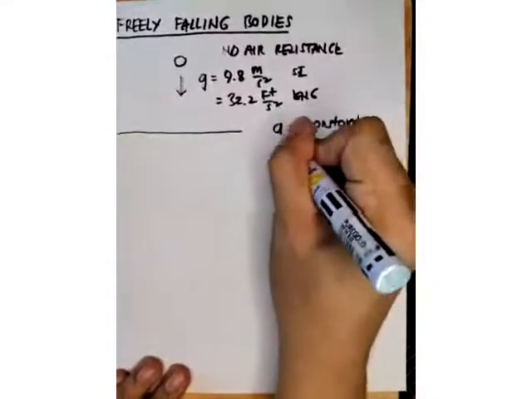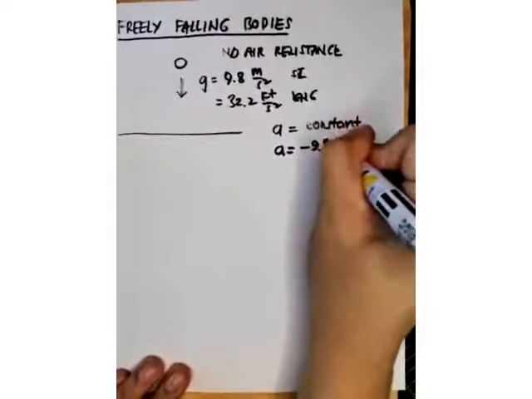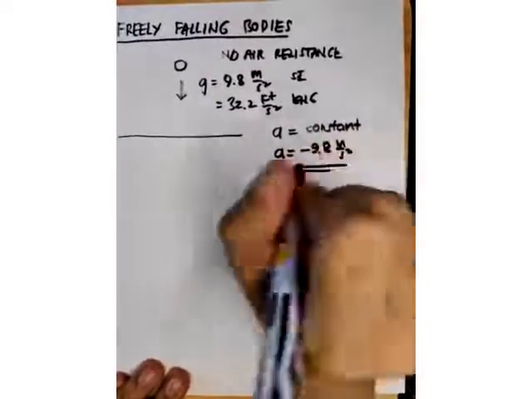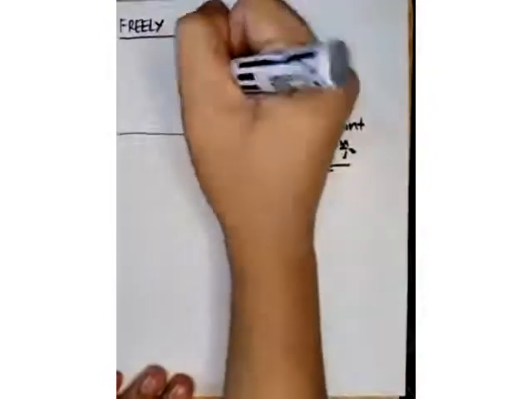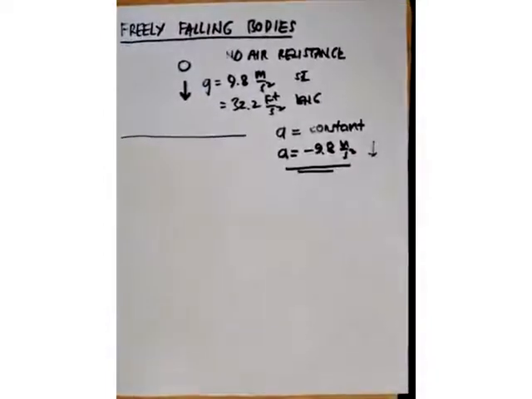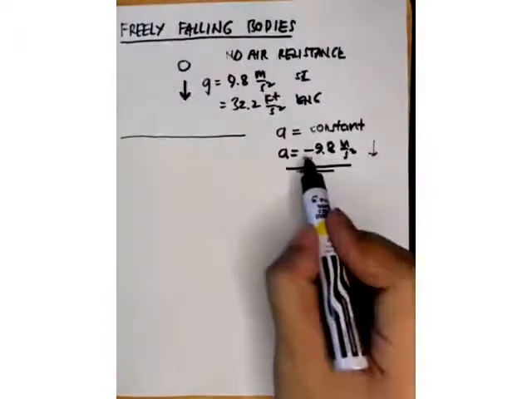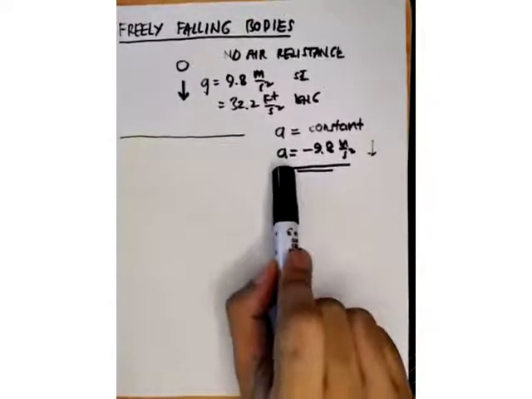And the value of our acceleration due to gravity is negative 9.8 meters per second squared. Why is it negative? Because we assume the direction is downward. So its direction is always downward, and we assume that downward and leftward directions are negative. That's why we assume that the acceleration due to gravity, a, is negative.